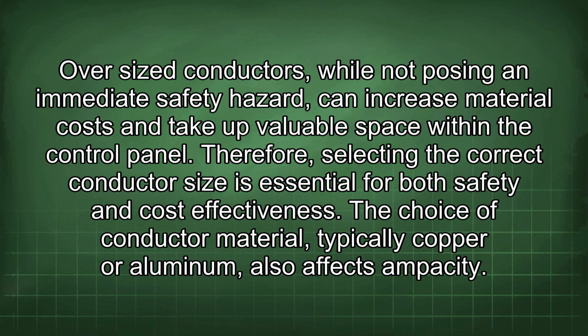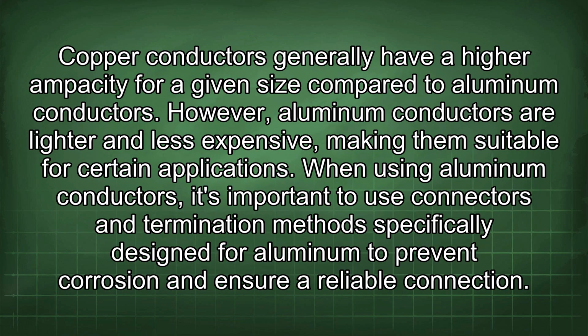The choice of conductor material, typically copper or aluminum, also affects ampacity. Copper conductors generally have a higher ampacity for a given size compared to aluminum conductors. However, aluminum conductors are lighter and less expensive, making them suitable for certain applications. When using aluminum conductors, it's important to use connectors and termination methods specifically designed for aluminum to prevent corrosion and ensure a reliable connection.